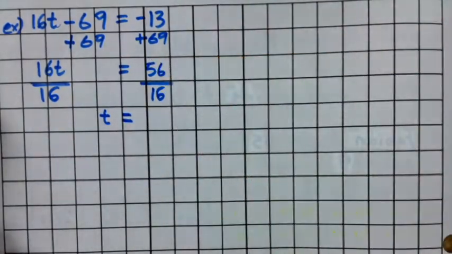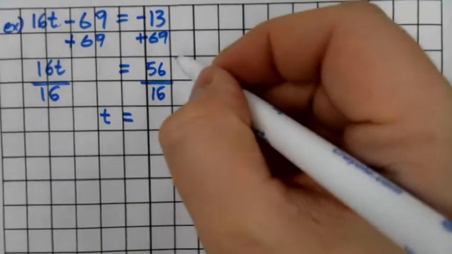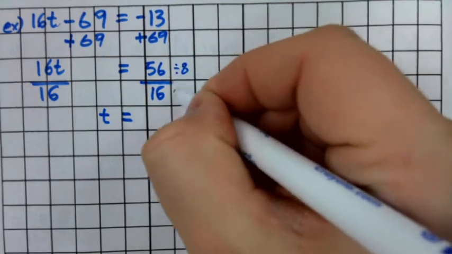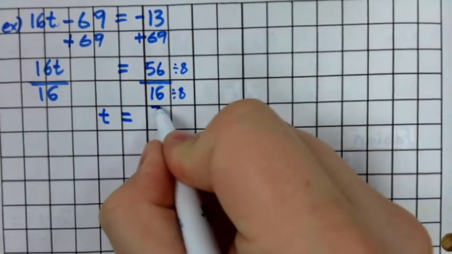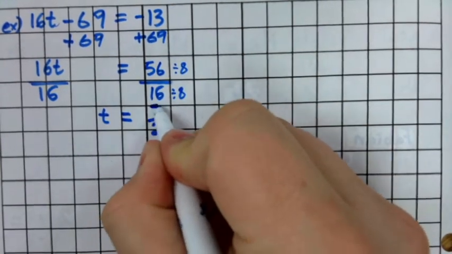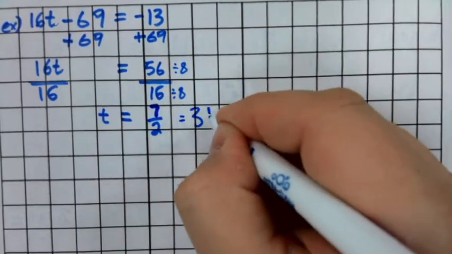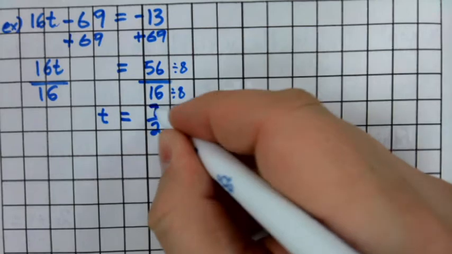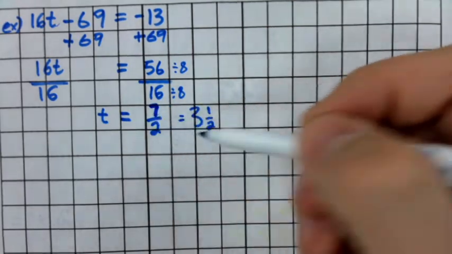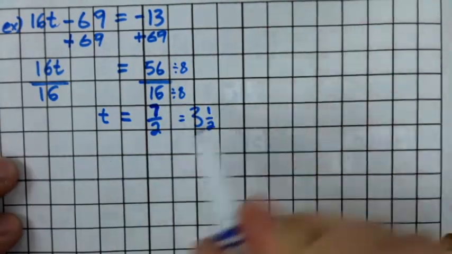56 divided by 16. Oh, it doesn't divide quite evenly. This fraction, for example, can divide by 8 and divide by 8, and I'm left with 7 over 2. So t is actually 7 halves, or 3 1/2. We're going to use 7 halves. It's easier to do the math if you leave it in an improper fraction to do the verification.